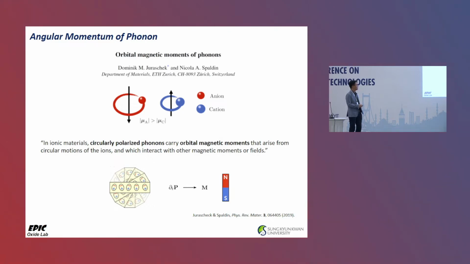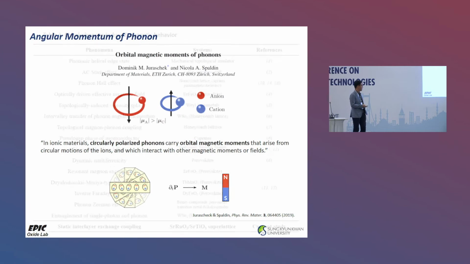If the ionic motions have circular motion, because they have charge, the circular motion will create a magnetic moment. Depending on the anion and cation, you have different magnetic moments. But basically, if you have a circularly polarized phonon, it can carry orbital magnetic moments, and this will interact with other magnetic moments or fields. So people are discussing this new type of phonon, new polarization phonons, and trying to link this with the magnetic behavior of the materials.